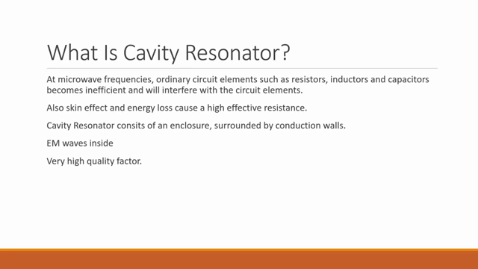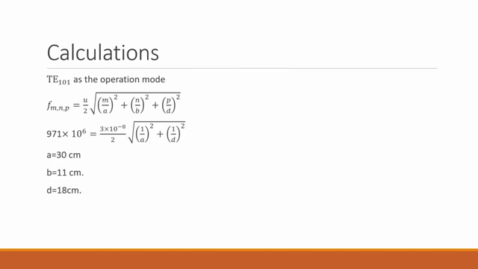To solve this problem at microwave frequencies, of course, we use closed forms such as rectangular cavities. A cavity resonator has a conductor material for each enclosure, and basically it contains EM waves that reflect inside. In my experiment, I designed a cavity resonator for 971 MHz. For my resonator, I chose the TE101 mode.